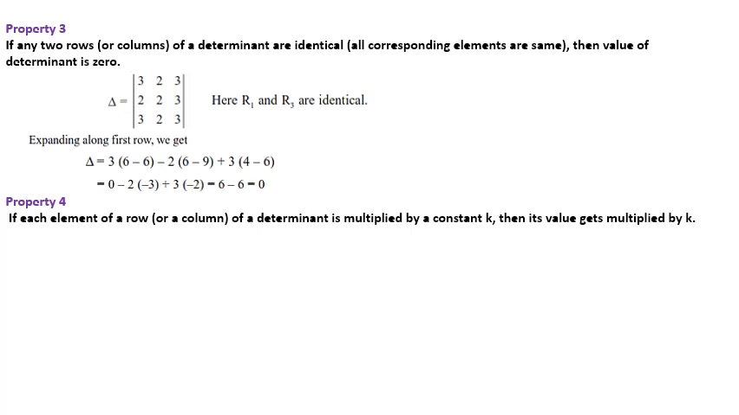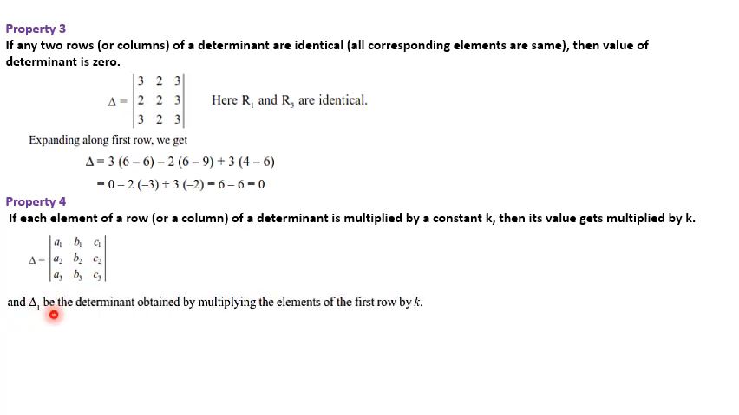A little bit of explanation here. Each element of a row or a column of a determinant is multiplied by k. For example, if you multiply k throughout the first row, then actually what is happening is the value of that particular determinant is multiplied by k. That is what the property says. Consider an example. Delta is equal to determinant a1 b1 c1, a2 b2 c2, a3 b3 c3.